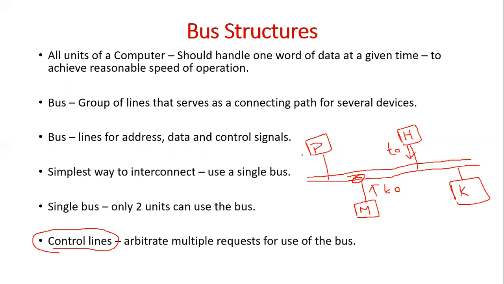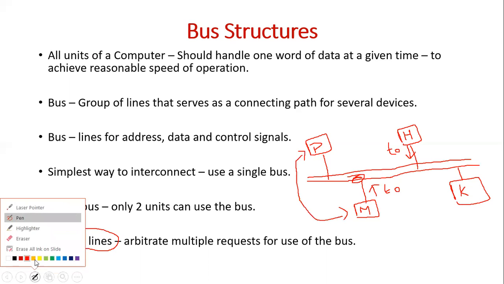Only one pair of devices can use the bus. If memory wants to send data to the processor, then memory and processor can use it. If the hard disk wants to send data to memory, then only the hard disk and memory can use it, and memory and processor cannot. So it will be the decision of the control lines to decide who should be given the bus and who should be asked to wait. That is the job of the control lines.